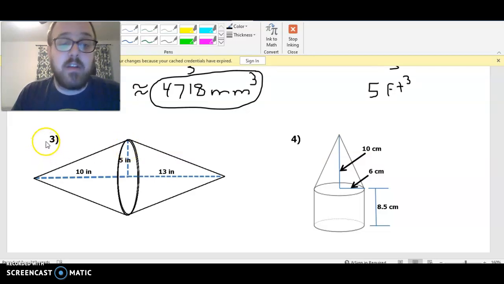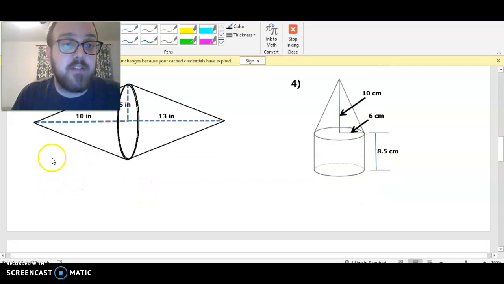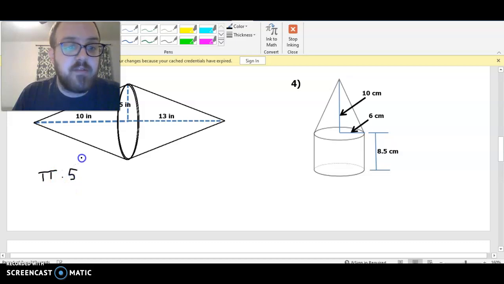So when I take a look at number 3 here, I have my cone over here, which is a 10-inch height and a 5-inch radius. I have my cone over here, which is a 13-inch height and a 5-inch radius. So I'm going to find the volume of each of those. For this cone right here, I'm just going to write pi instead of 3.14 this time. Again, we're writing this in terms of pi, times my radius, which is 5 squared, times the height, which is 10, over 3.